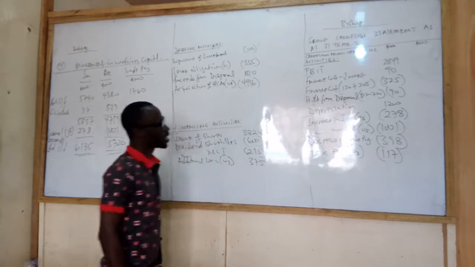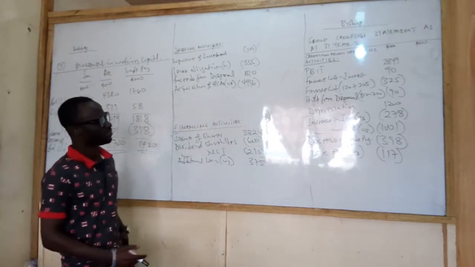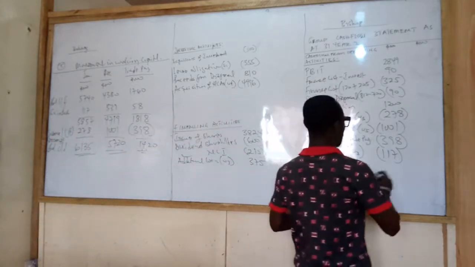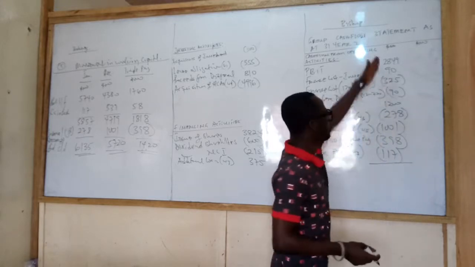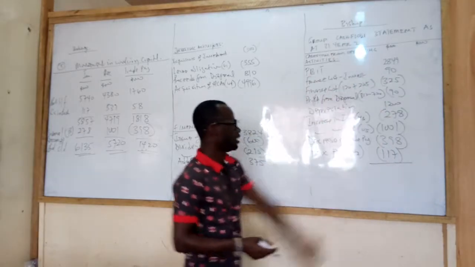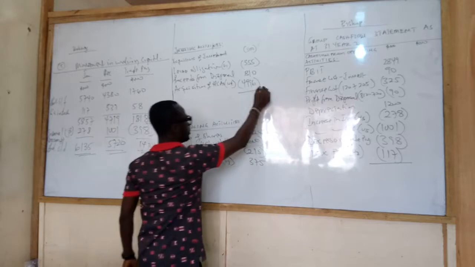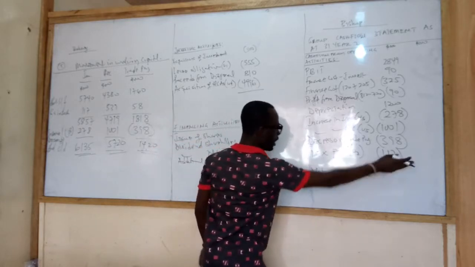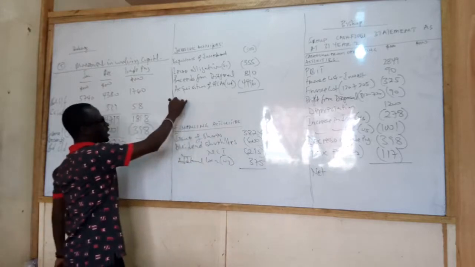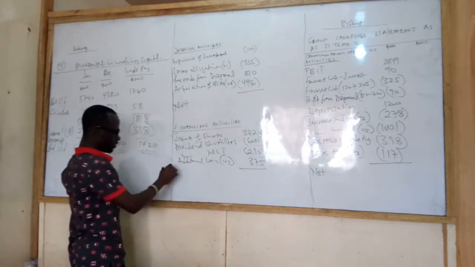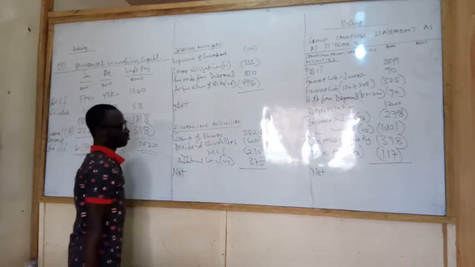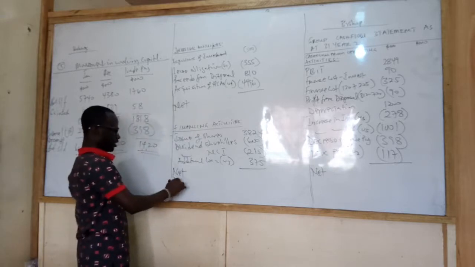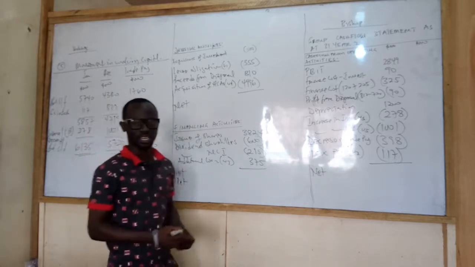Are we done? I think we are done, isn't it? Please help me out. Let's see if our cash flow balances arithmetically. I need confirmation too. So we're going to have a net figure here, and we're going to have a net figure also here. Something like that.